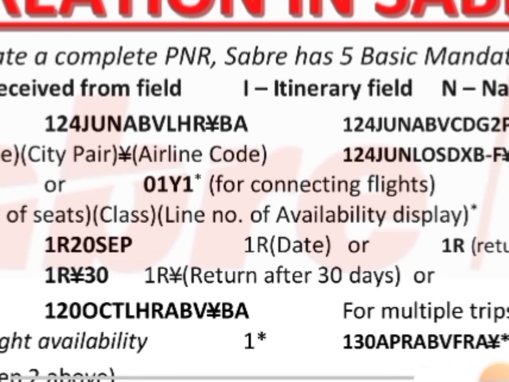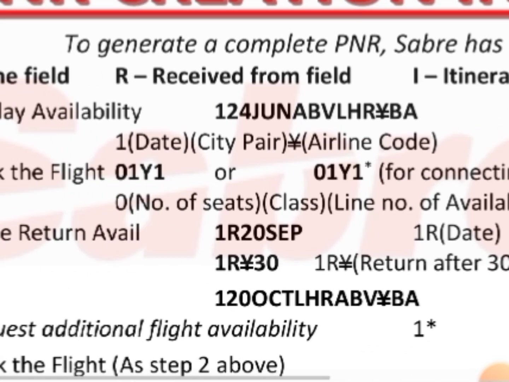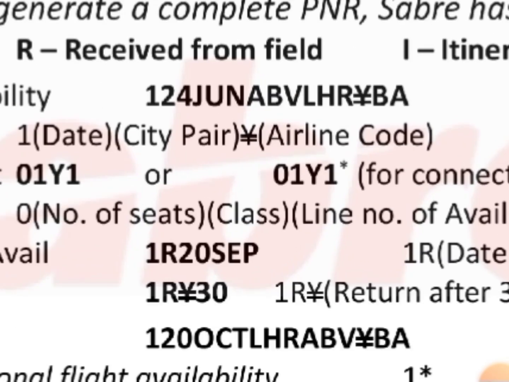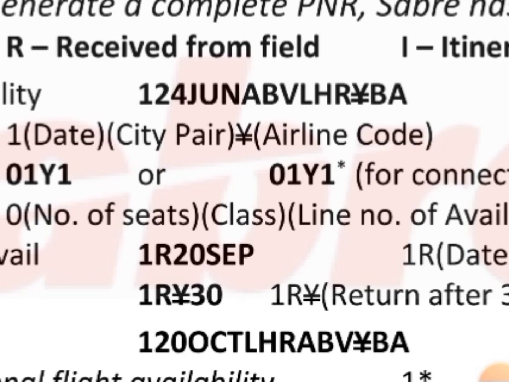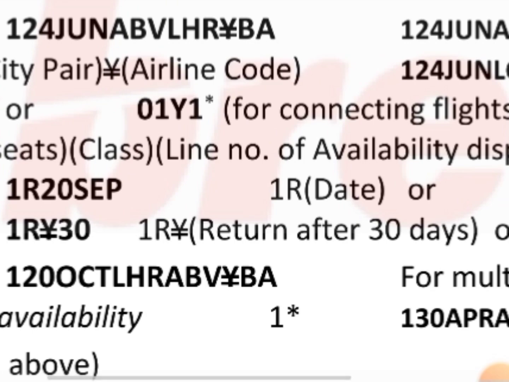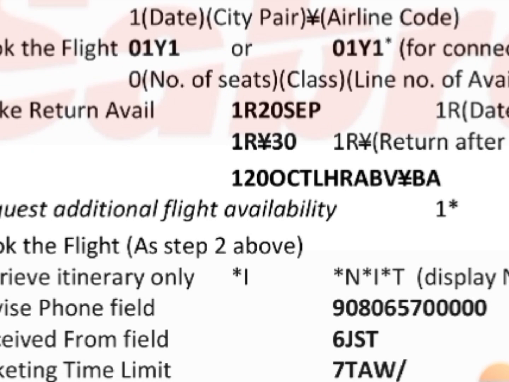1 return, same day. 1 Romeo is to return same day. So if it's multiple trips, you're gonna do 20th of October, as you can see here, London Heathrow, Abuja. So yeah, I'm using British Airways for the multiple trips, so I'm returning with adding British Airways again to my multiple trips. So the next thing you're gonna do is request the additional flight availability.